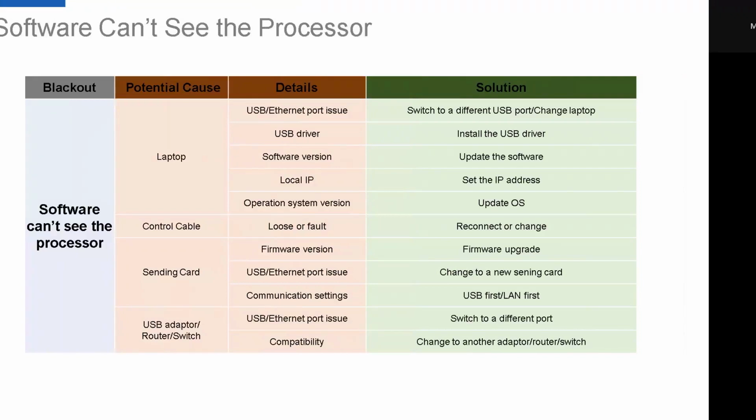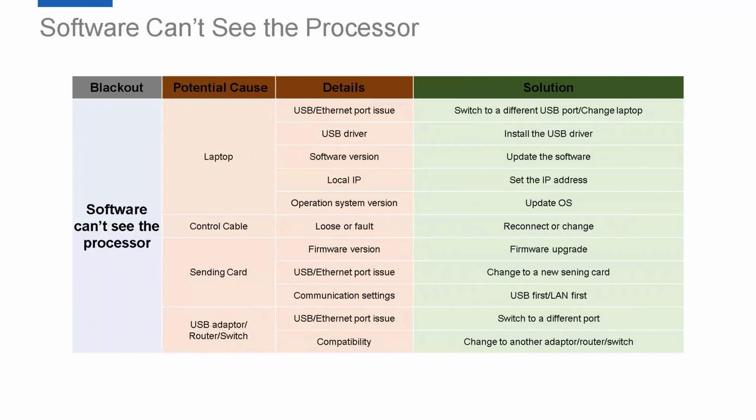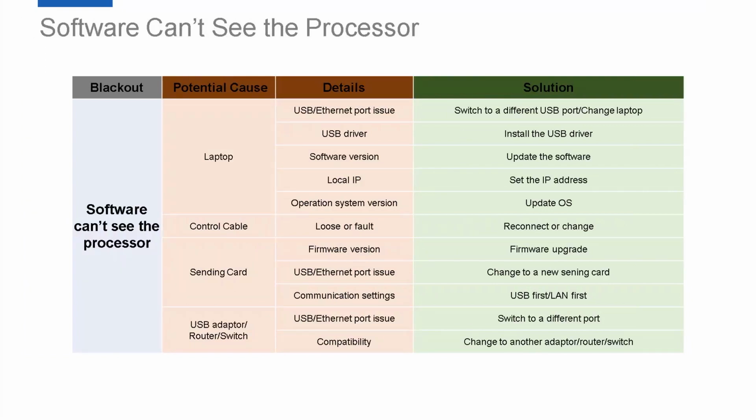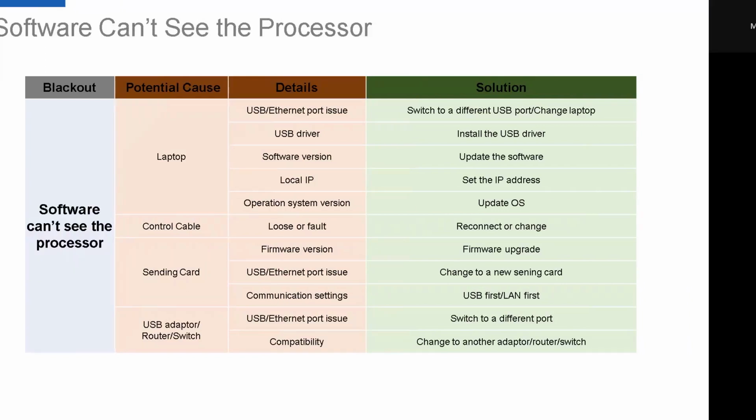The second part is control cable. It may be lost or faulty. Try to reconnect or change to a new cable. The third part is sending card. Check the firmware version first. Make sure the firmware is the latest. The second one is to check the USB or Ethernet port. Make sure there is no hardware issue. You can try to change to a new sending card and see what happens.